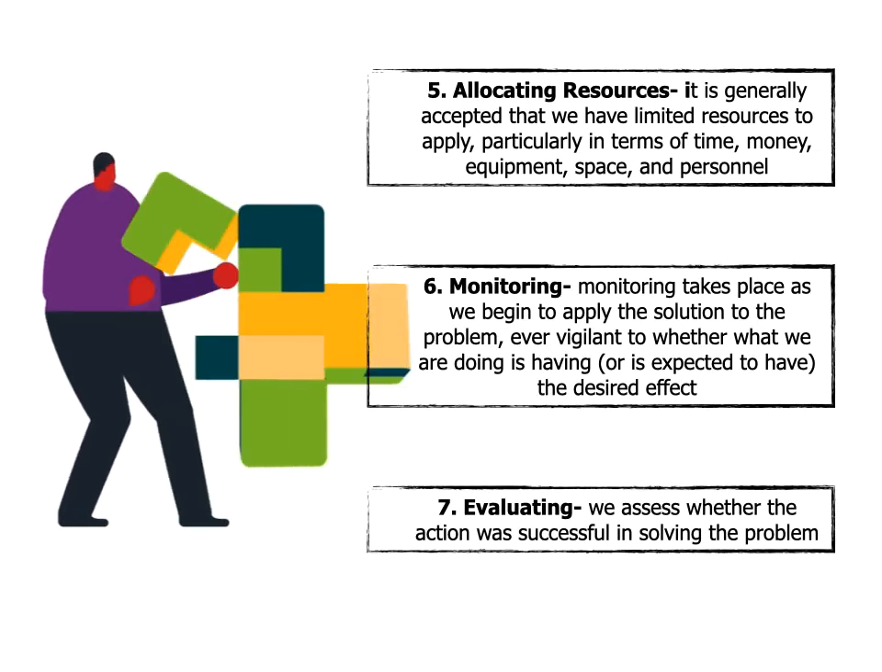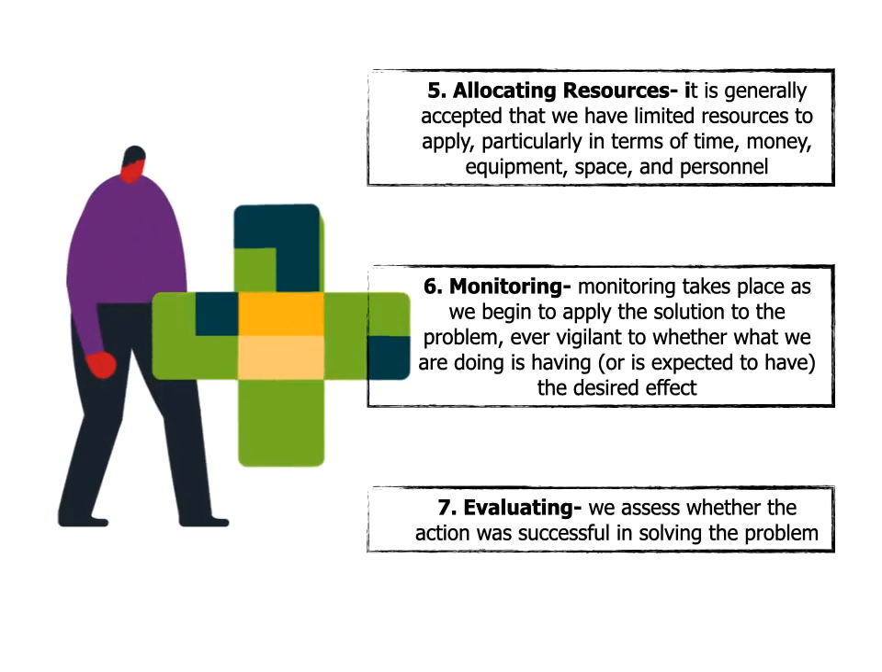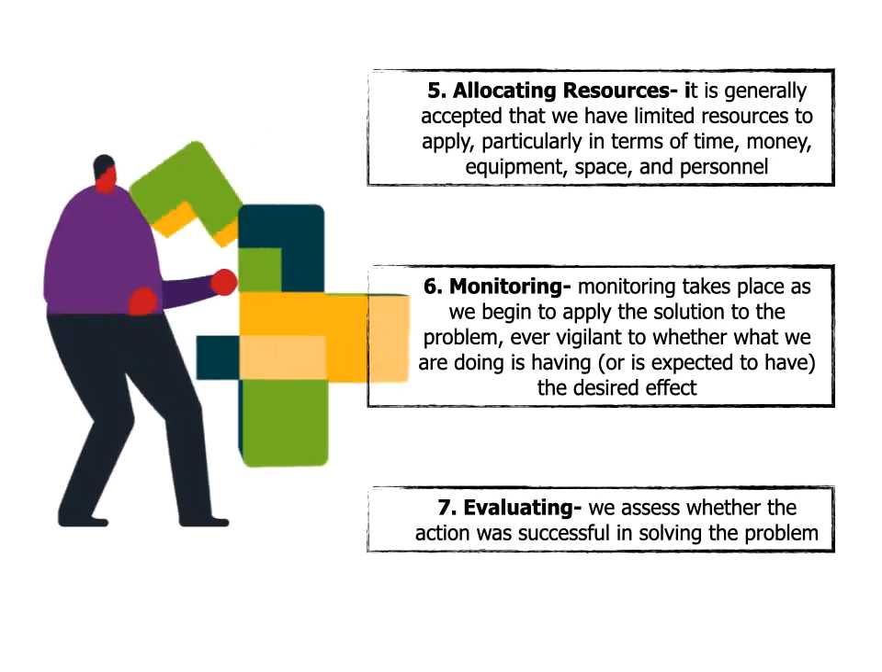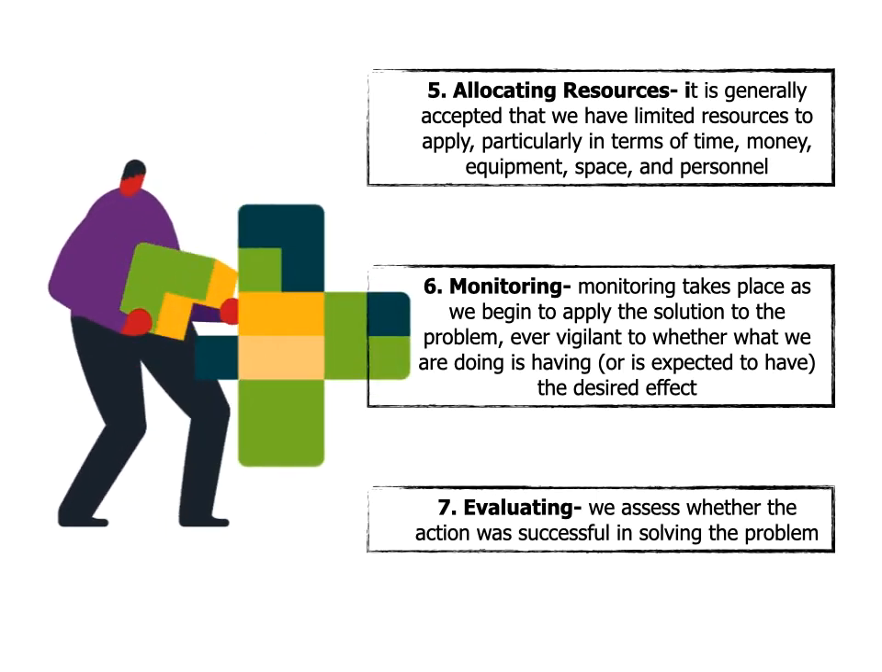Now let's go to the fifth stage, which is allocating resources. Here we ask ourselves, how much time, effort, money, and other resources should I put into this problem? If it's a really big problem, then you probably would allocate more time, more effort, more money, more resources to it. If it's a smaller, simpler problem, then maybe less. So it is generally accepted that we have limited resources to apply. That is true.